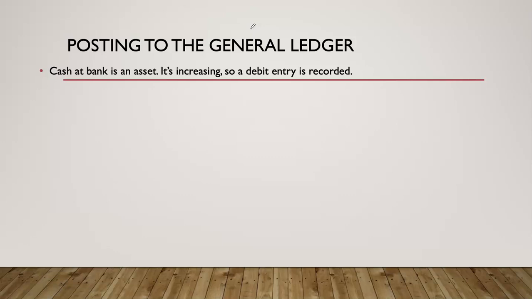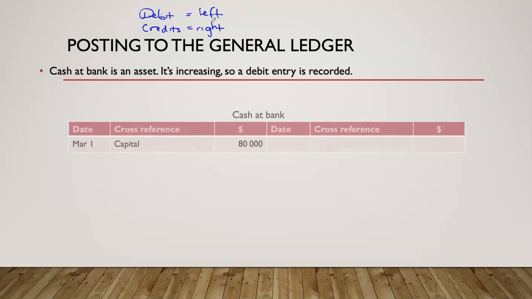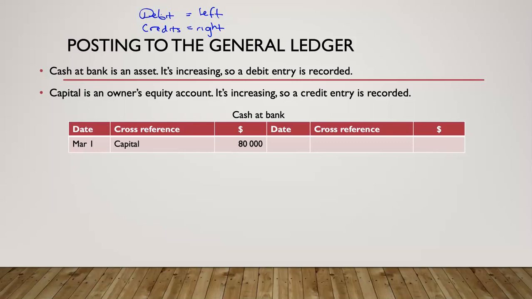So let's think this through. We know that debits equal left, and credits equal right. So my cash from my first transaction increased by $80,000. This was a debit, and this means that my asset increases, so I record a debit.